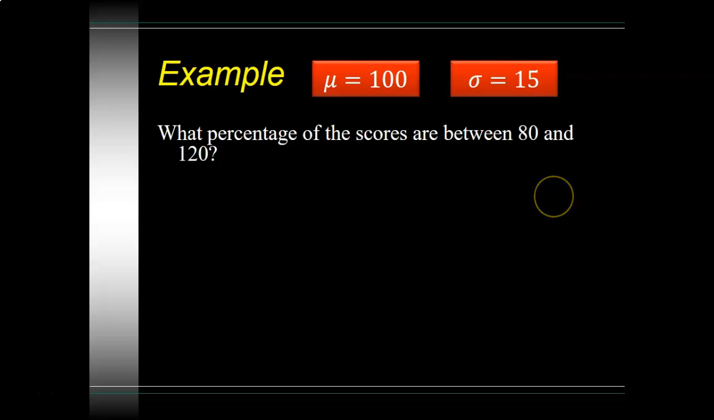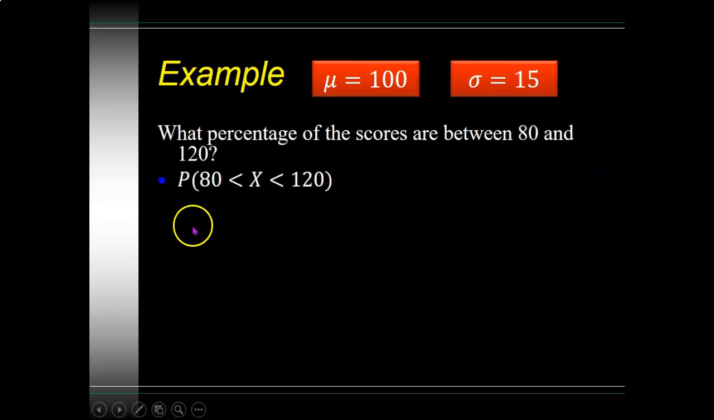What percentage of the scores are between 80 and 120? So here we want P of 80 less than X less than 120. And if we do it by converting to z-scores, the 80 converts into negative 1.33, and we've already seen that 120 converts into positive 1.33.